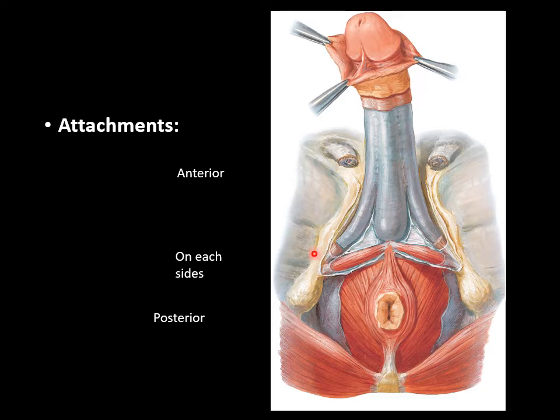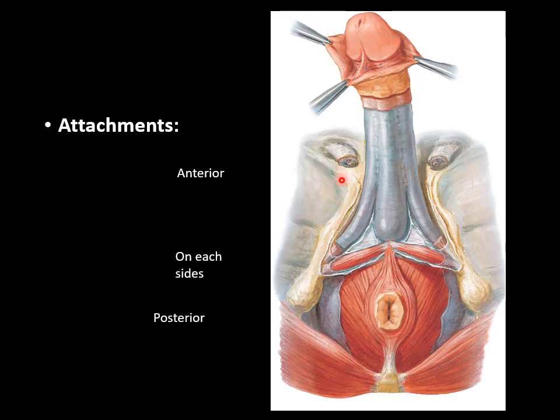Then what about in the case of females? In the case of females, it is directly extending as the Scarpa's fascia. It is a direct extension of the Scarpa's fascia, and it is the same Colles fascia. It is an extension of Scarpa's fascia because there is no elongated external genitalia. In the case of the female, it is just extending as the Colles fascia.